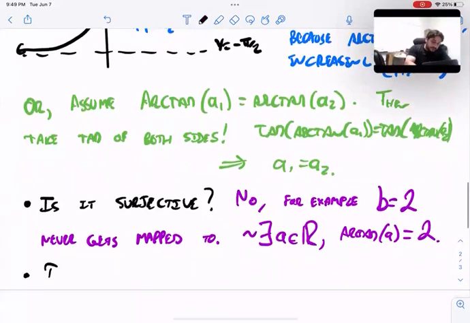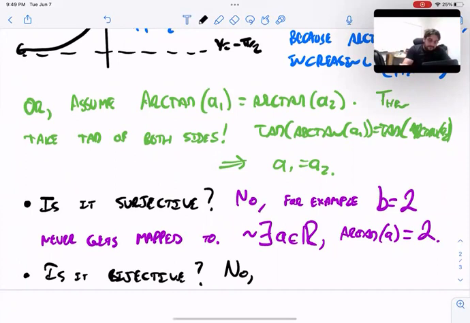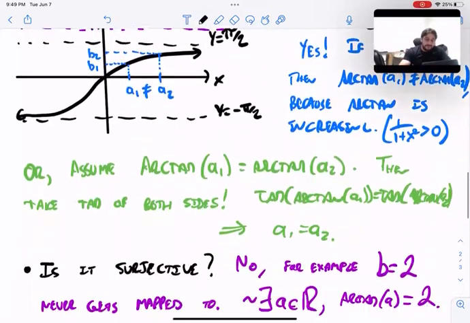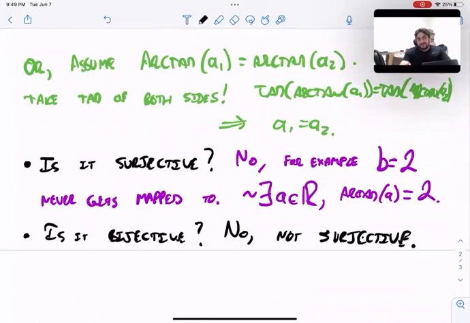So then you could say, is it bijective? Well, no, because bijective means both injective and surjective. It's not bijective because it's not surjective, and it would have had to be both injective and surjective to be bijective. So our function arctangent: yes, it's injective. No, it's not surjective, and therefore no, it's not bijective.